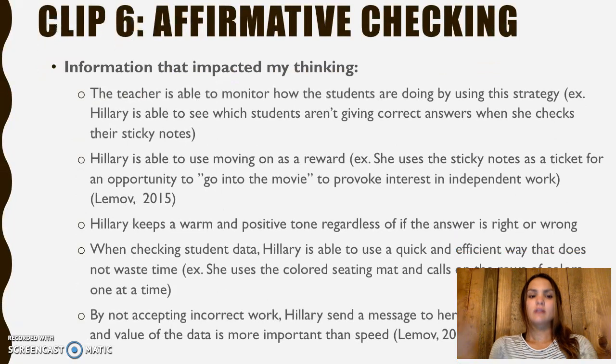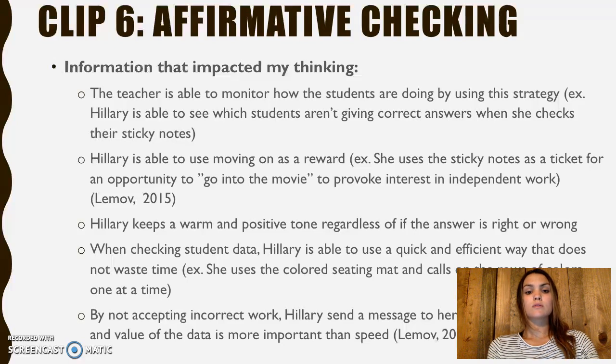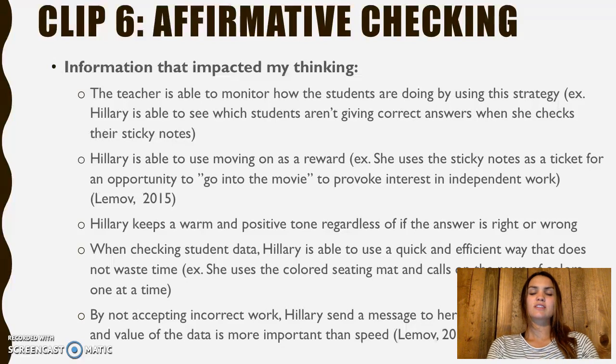So some information that impacted my thinking. The teacher is able to monitor how the students are doing by using the strategy. An example of that was Hillary was able to see which students aren't giving correct answers when she checks the sticky notes. Hillary is able to use moving on as a reward. She uses the sticky notes as a ticket for an opportunity to go to the movies, is what she says, which is just kind of something to provoke their interest in going into their independent work.